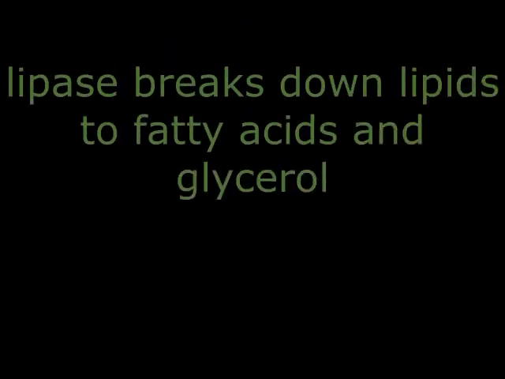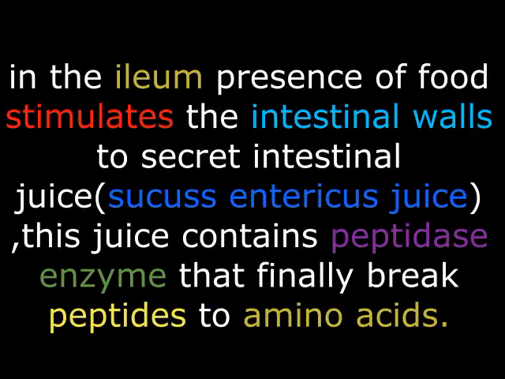Then from there, the food will continue to the ileum. In the ileum, the presence of the food will stimulate the ileum wall to secrete succus entericus, or intestinal juice. This juice contains the final enzymes which act on the proteins, mainly the peptides. It breaks down the peptides to amino acids. Then the amino acids will pass via the villus into our bloodstream.